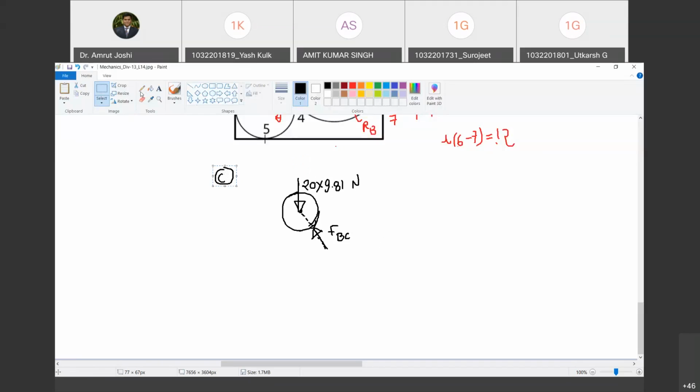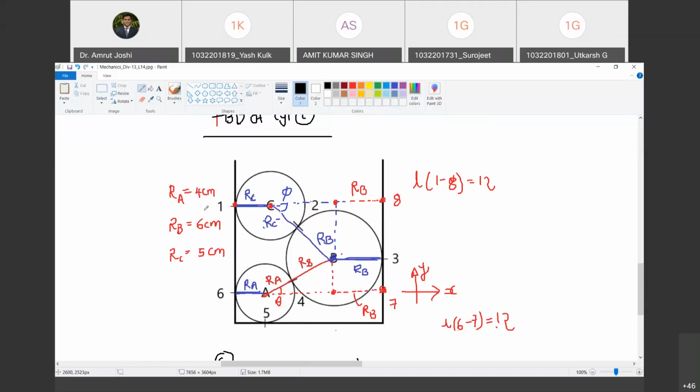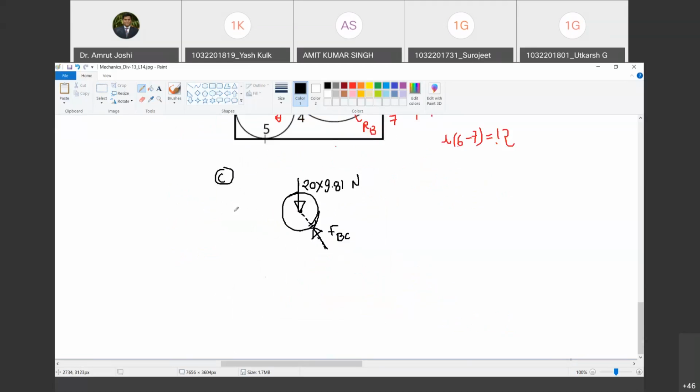Now, quickly, what we are going to do is show the third force. What is the third force? It is the reaction at point number 1. Do you agree with me? Yes. It is the reaction offered by the vertical wall on cylinder C. I am going to call it R1 because it is offered at point number 1.